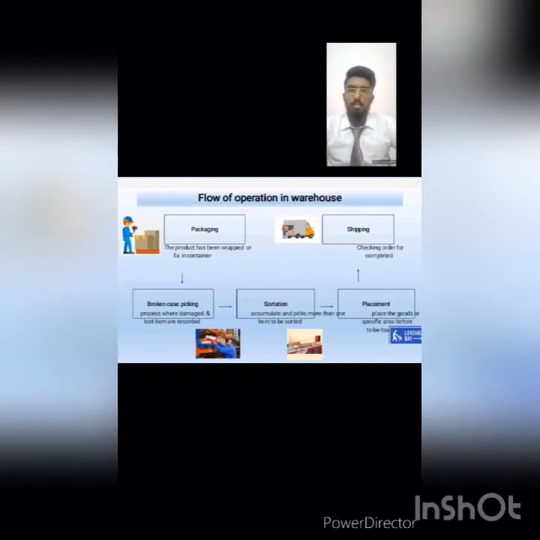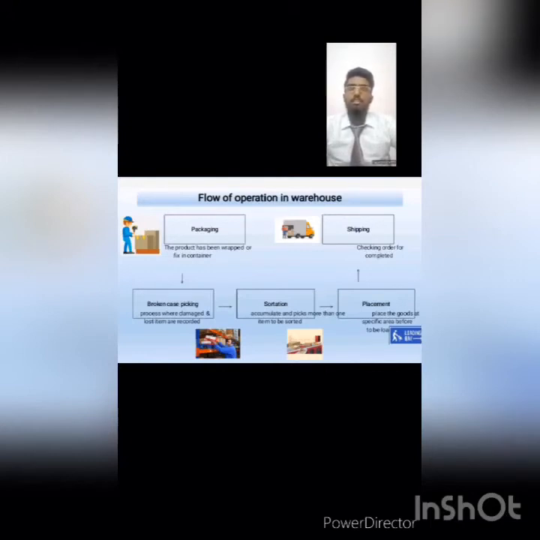Second flow of operation in the warehouse is broken case picking. Broken case picking, also commonly called piece pick, each pick, broken case or loose pick, is one of the most labor intensive processes in the modern distribution center. The labor wants to isolate the product that is damaged or broken. The labor also wants to record the lost item in the issuing paper.